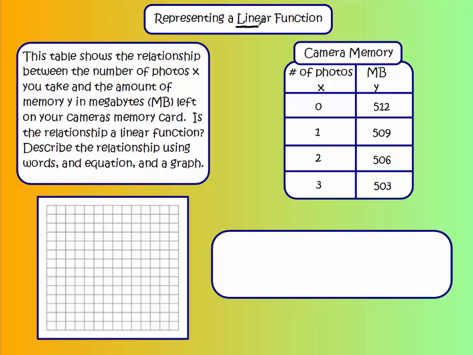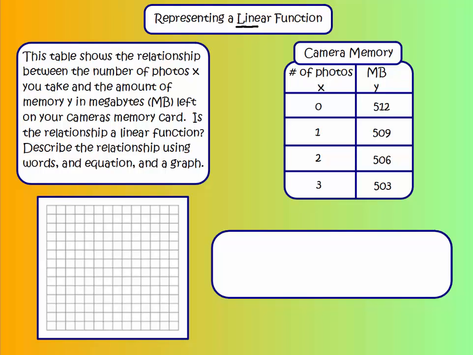So this table here shows the relationship between the number of photos, x, that you take and the amount of memory, y, in megabytes that's left on the camera's memory card. Is this relationship a linear function? Describe the relationship using words and equations and a graph. So let's take a look here. How would we know if this is a linear function? Well, first thing we'd have to do is determine if it's even a function. So let's just take a look and see.